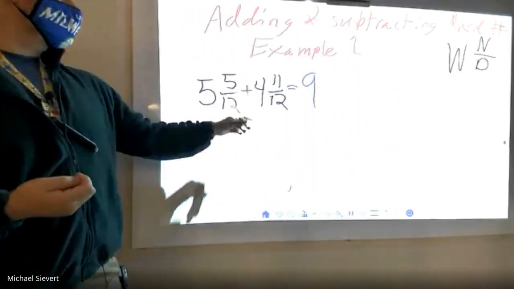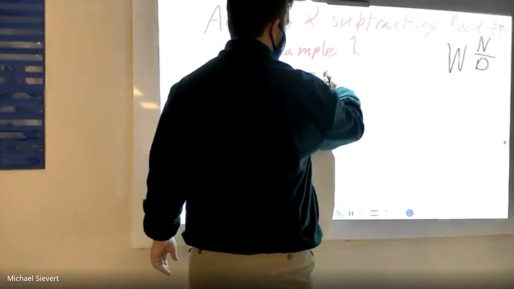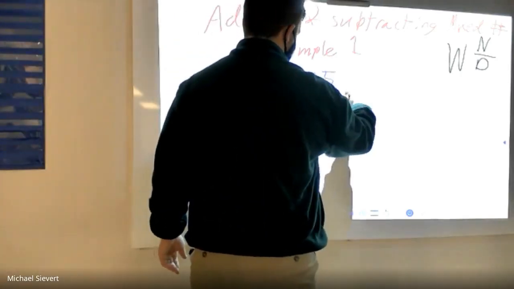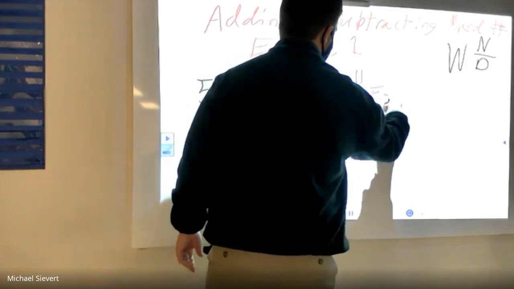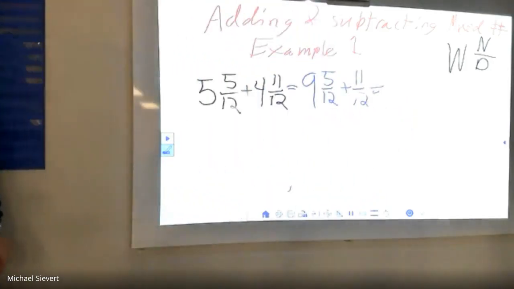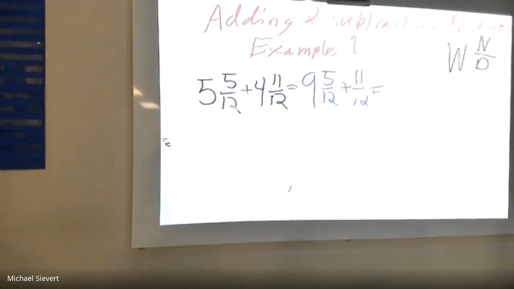Now we have to get to this part. So I'm going to rewrite it. 5/12 plus 11/12 will equal. So now we need to figure out, Josiah, since you're so ready to talk, what do we see that they have in common which makes this a lot easier?